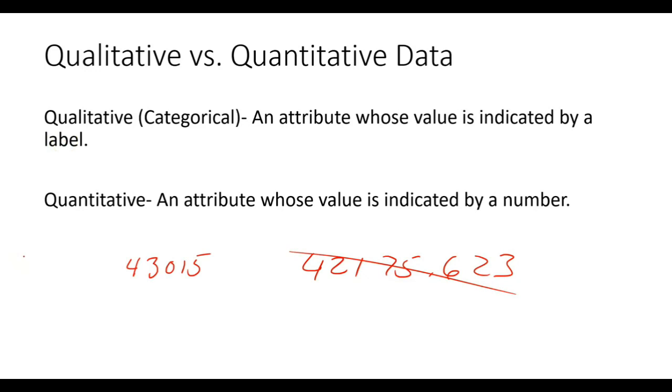But watch out for the tricky ones. And the way you tell the difference is simply by asking, can I do meaningful math on these numbers? If the answer is yes, it's quantitative. If the answer is no, it's categorical.